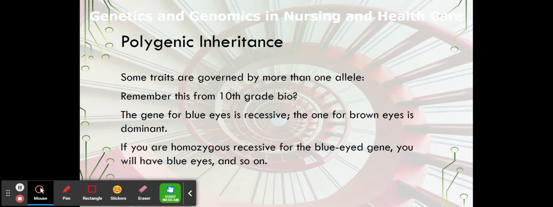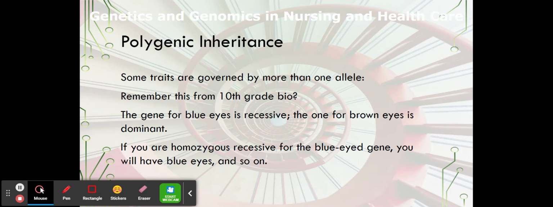Okay, back for our last topic, which is polygenic inheritance. There is much, much more to the patterns of inheritance, but this is the last topic we're going to cover. So some traits are governed by one allele. We just heard all about them, but some are governed by more than one allele. In fact, probably most, because human traits can be very complex.